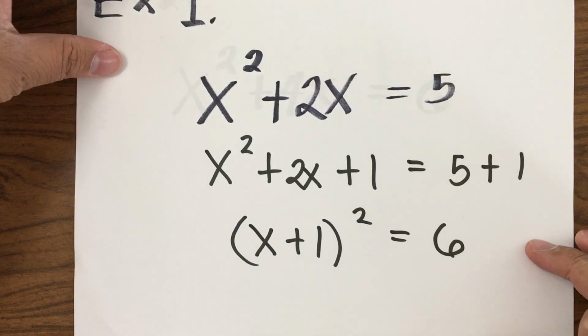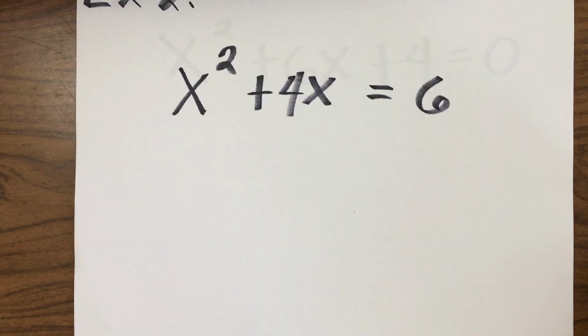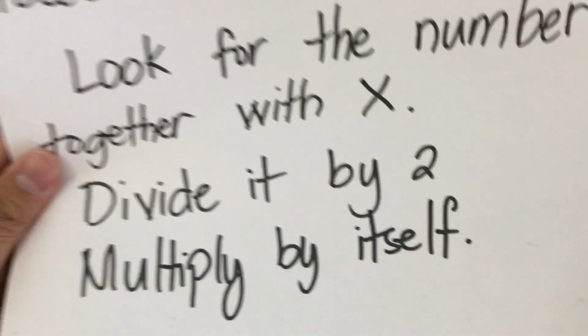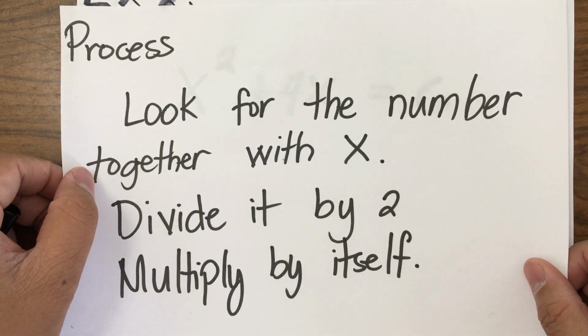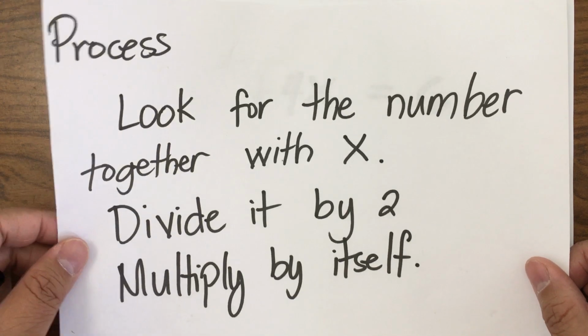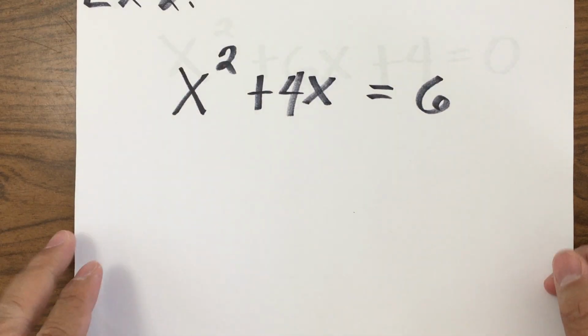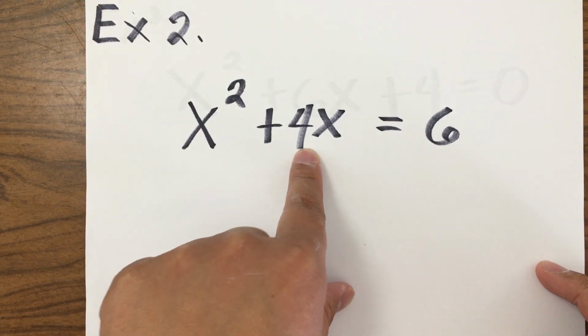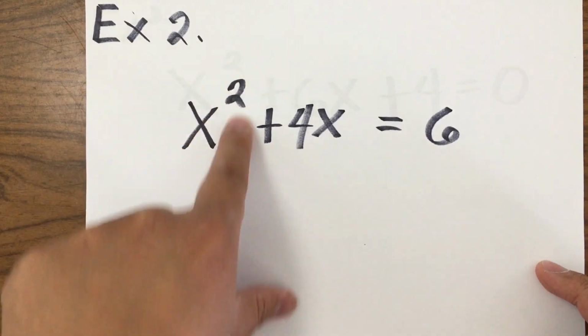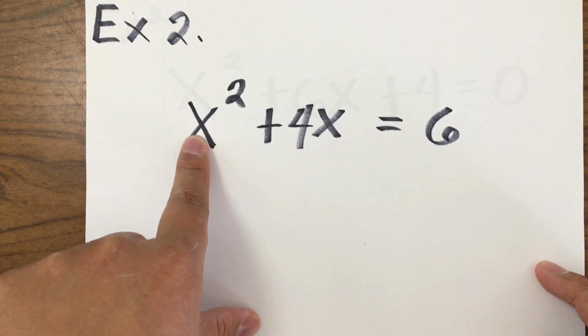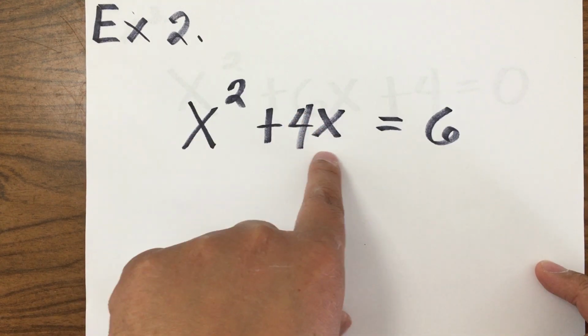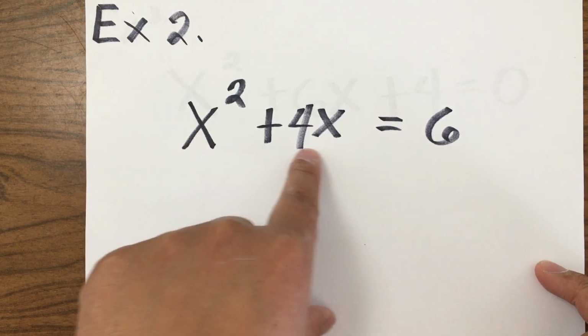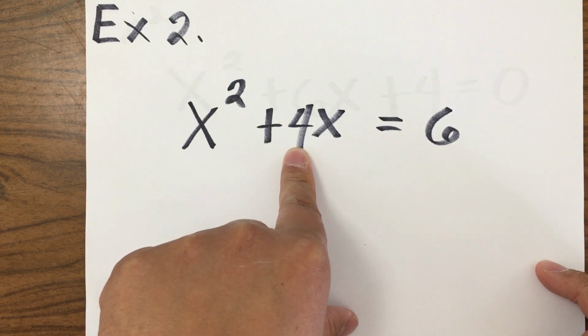Okay, let's have example number 2. We have to do the same. If you remember, the process is you look for the number together with your x, divide it by 2, then multiply it by itself. So what's the number together with the x? Together with the x is 4x. So you don't look at this one, because we're not looking for the number together with the x squared. We just look for the number together with the x. So 4.